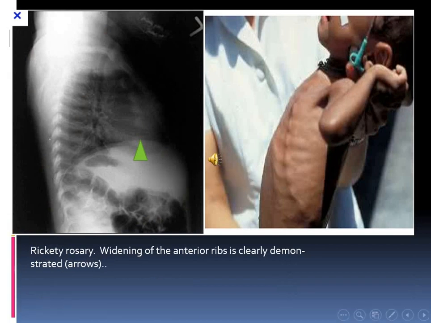Another sign which is important in rickets and can be seen in thoracic radiology is the rickety rosary. This is abnormal enlargement in the area of the costochondral cartilage, as seen in this image. On the left side there is a lateral X-ray of the chest. We can see anteriorly abnormal expansion in the area of the junction between the ribs and the sternum. We call it rickety rosary, as shown here.